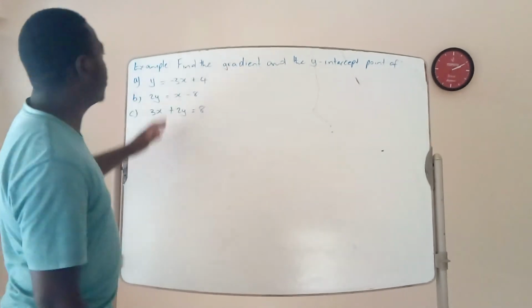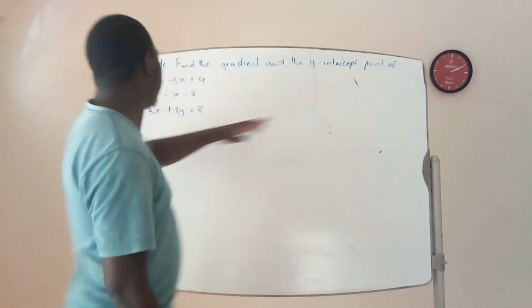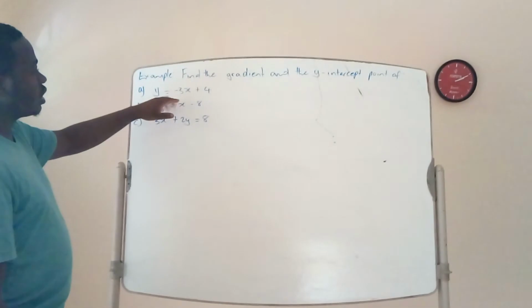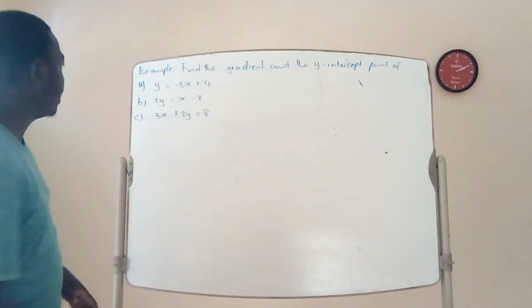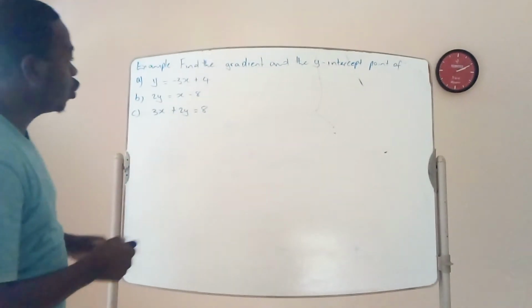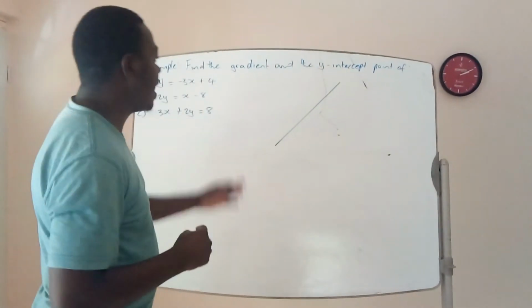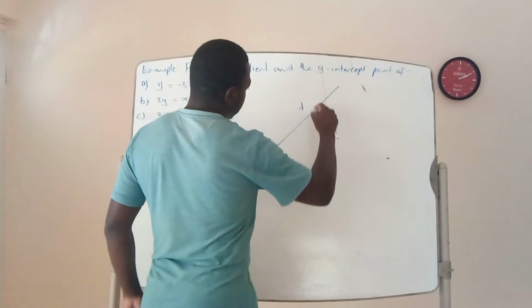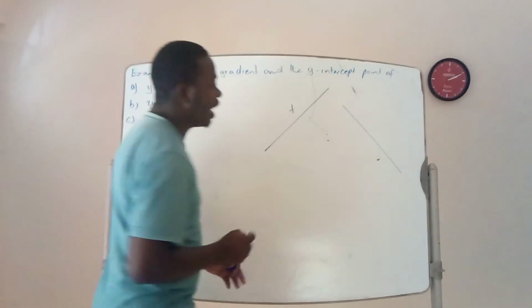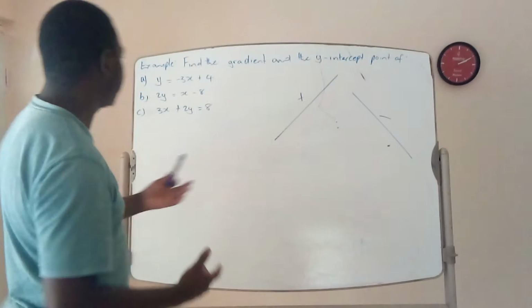Now, here we have an example. Find the gradient and the y-intercept point of A: y equal negative 3x plus 4, right? Now, before I find that, there is something that you need to understand. When a line slopes upwards in this direction, that line is said to have a positive slope. When the line slopes in this direction, that line is said to have a negative slope or a negative gradient.